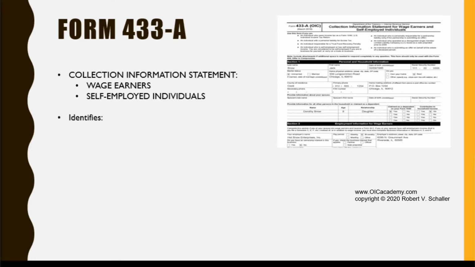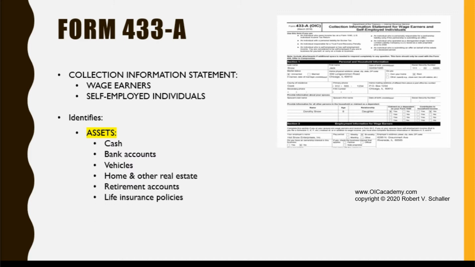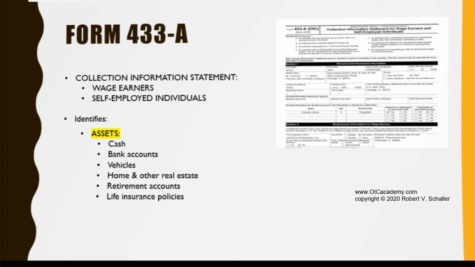Form 433A identifies the assets, income, and expenses of the taxpayer seeking to compromise back tax liability. The assets section of Form 433A requires the taxpayer to identify and value various assets, including cash, bank accounts, the taxpayer's vehicles, home, and other real estate, and the taxpayer's retirement accounts and life insurance policies.